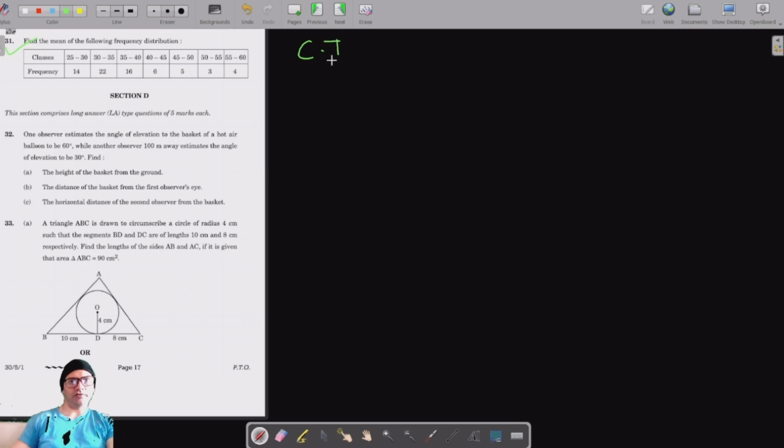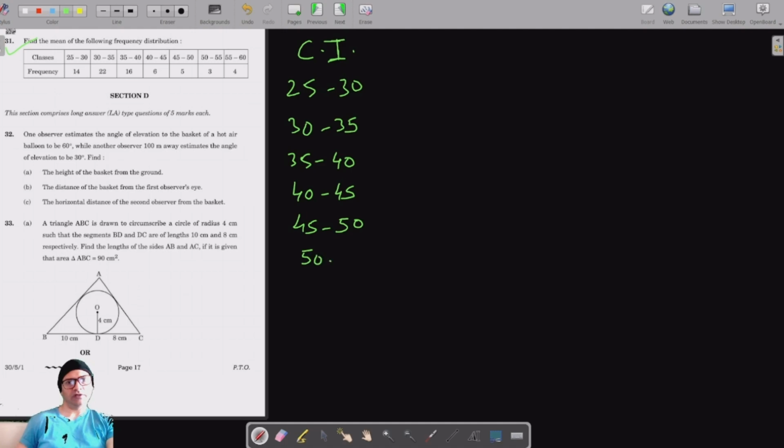So the class intervals are given as 25 to 30, 30 to 35, 35 to 40, 40 to 45, 45 to 50, 50 to 55, 55 to 60.